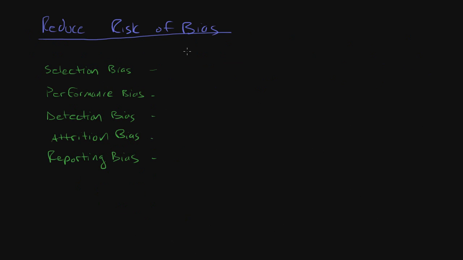Study designs can be chosen to help reduce the risk of bias. To reduce selection bias, most studies will use randomization and allocation concealment. Randomization means that the people selected in your population study are chosen at random, and allocation concealment means that that randomization is ensured, unpredictable, and not visible as that process is going on.